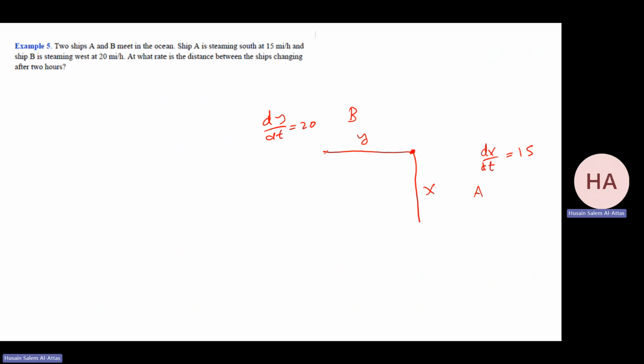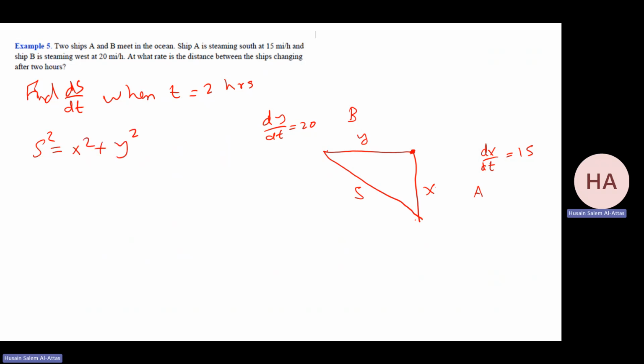Okay, what you want is the distance between them, the rate of change for this, which is called s. So find ds by dt when t equals 2 hours. And everything is in hours, miles per hour, so we have no problems. Okay, what is the relation? s squared equals x squared plus y squared. Differentiate. I have 2s ds over dt equals 2x dx over dt plus 2y dy over dt. I have this, I have this. That's it. I don't have x or y, but I can find x and y.